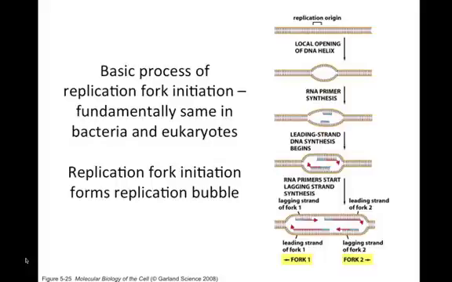Okay, so the basic process of replication fork initiation is fundamentally the same in bacteria and eukaryotes. Slightly more complicated in eukaryotes. But the basics are, you have your replication origin, then you get the local opening of your DNA helix, primer synthesis, leading strand synthesis, and then lagging strand synthesis, and then you have your replication forks going in both different directions. See your 2 replication forks?